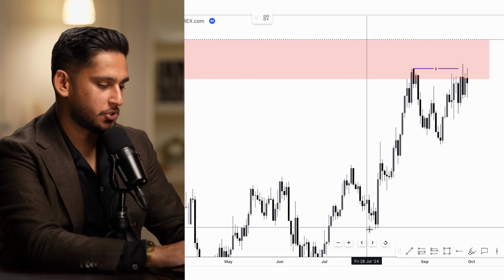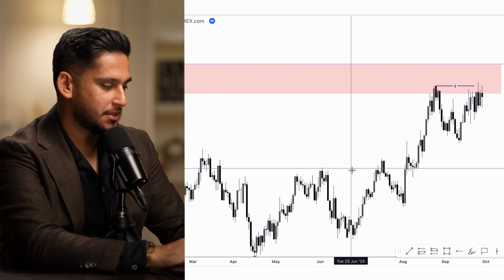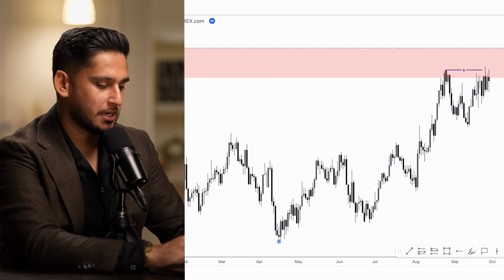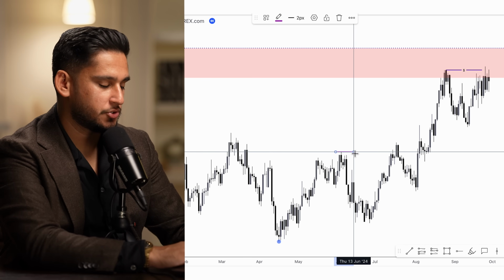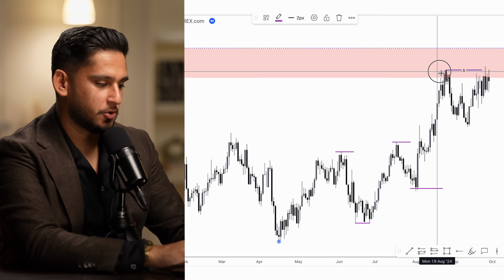So we can see we had an internal higher high because as we lead into this zone and we mark out the structures, as we approach our daily zone, I read price action and I say, okay, we've had this internal higher high, internal higher low, internal higher high, internal higher low, internal higher high.